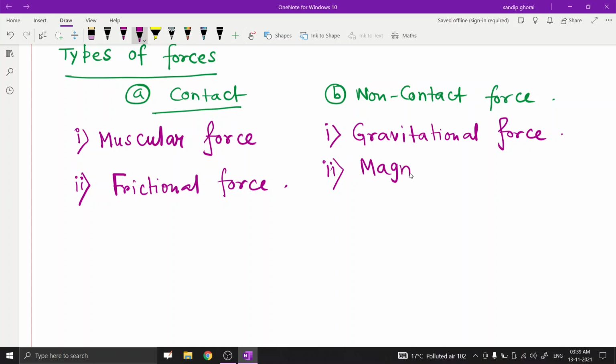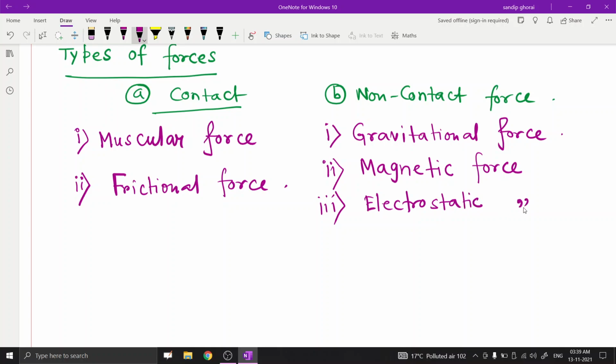This force acts between two magnets, or one magnet and one magnetic material. Okay, magnetic force: the force of attraction between a magnet and metal is called magnetic force. And there is one more example, that is electrostatic force. This is also a non-contact force.